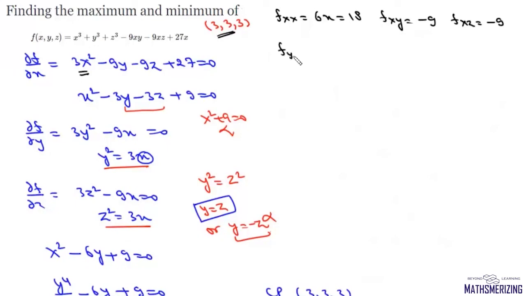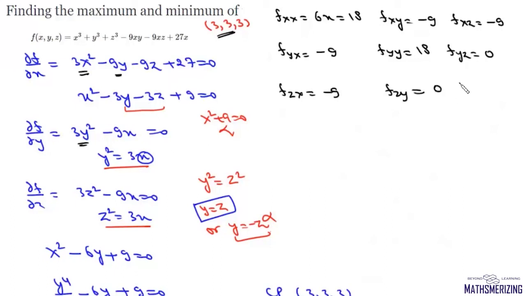Now fyx, we'll differentiate this with respect to y. We'll get this as minus 9. Fyy again will be 6y, which is again 18. Fyz is 0. Fzx is minus 9. Fzy will be simply 0. And then fzz will be 6z, which again is 18.